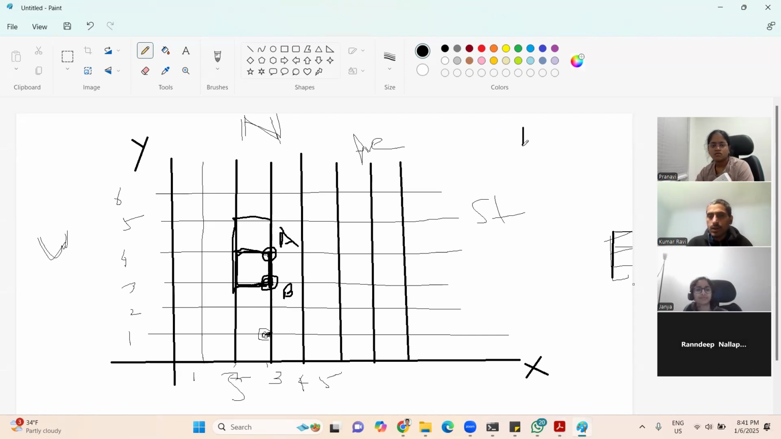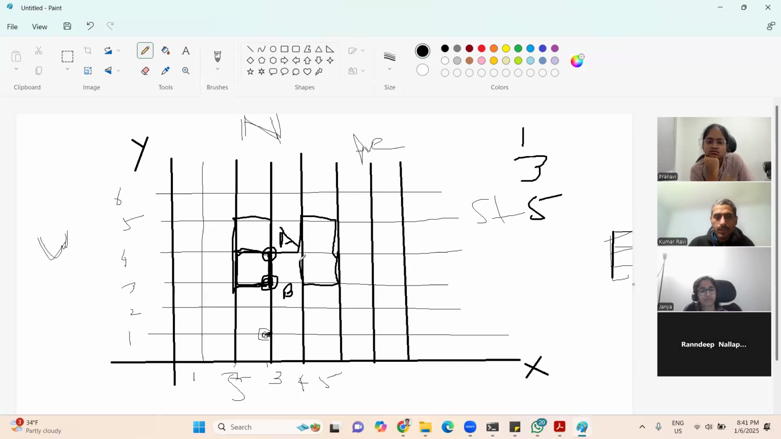So note it down. I'm able to reach using 1 unit, 3 units, 5 units. Let us take some more movement. 1, 2, 3, 4, 5, 6, 7, 8, 9.